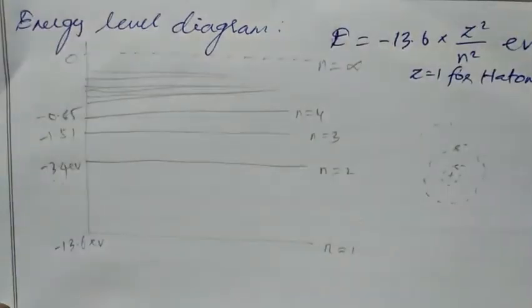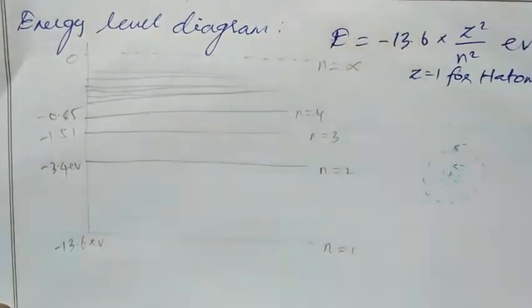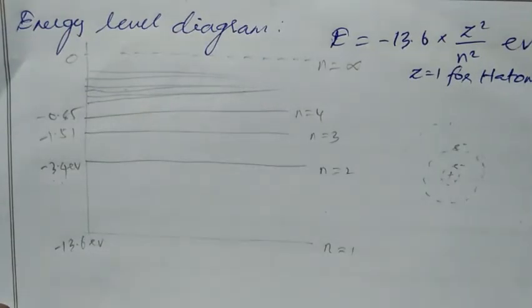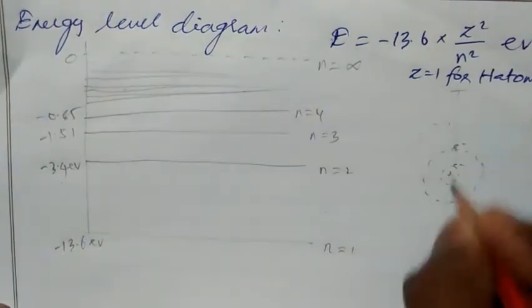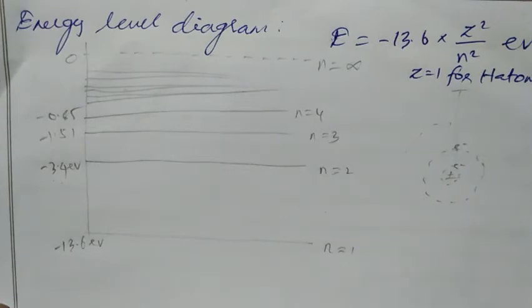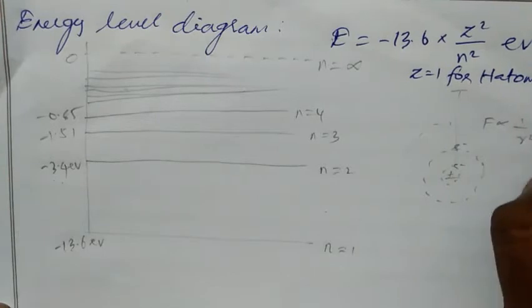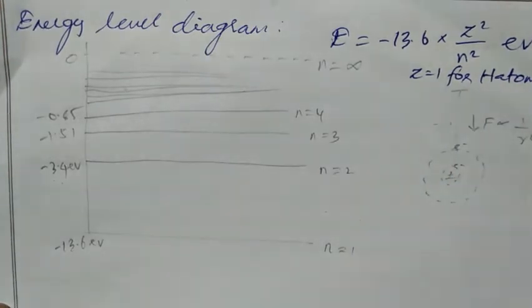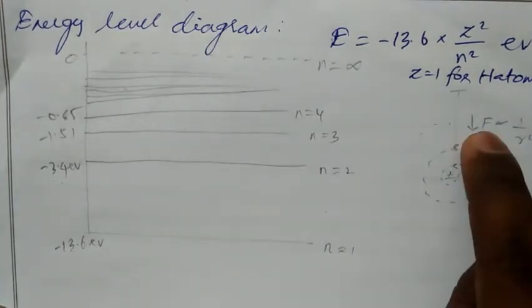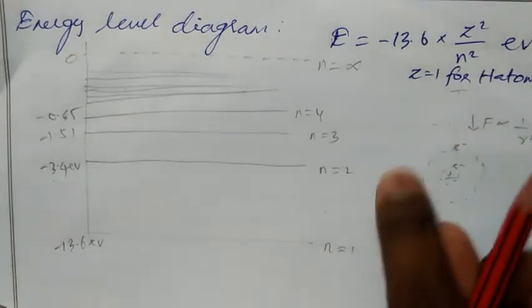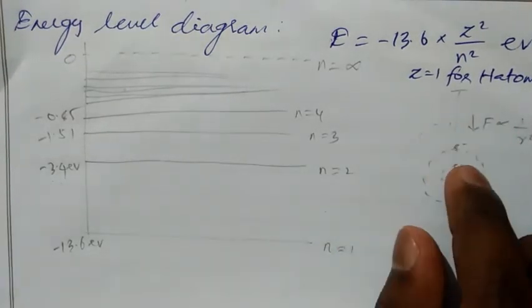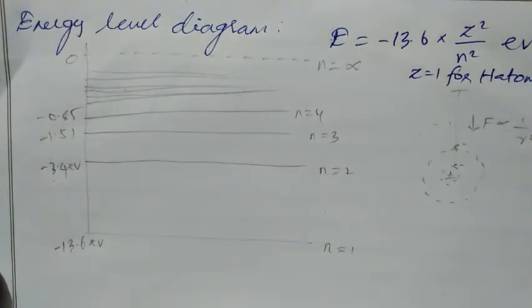Then for the infinite orbital, which means the outermost orbital, the distance will be very large. If the distance is more, then the force will be less according to Coulomb's law. If the distance is infinity, then the force will be 0, which means for the outermost orbital, the free electron can easily come out of the orbital, it can easily come out of the atom. That electron is also known as a free electron.